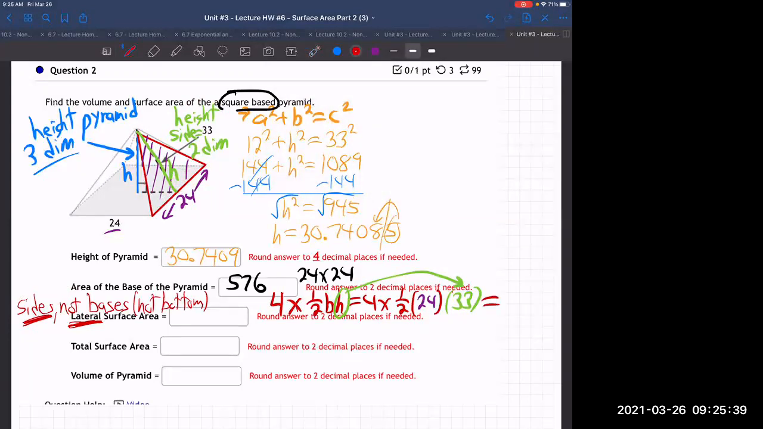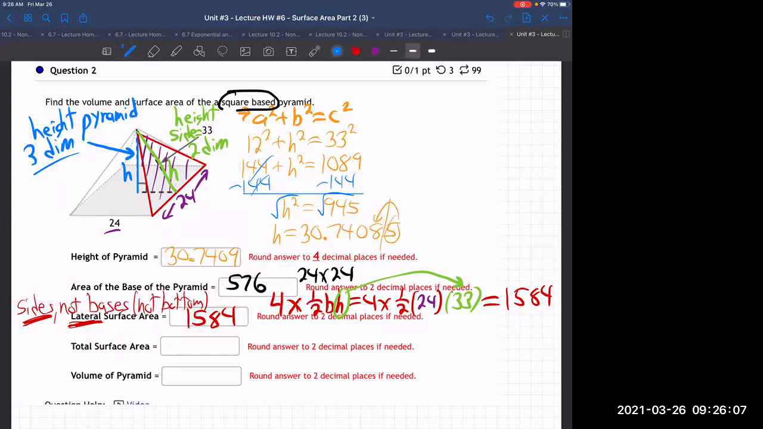And so I'm going to use my calculator on that. And see what we get. I'm getting 1584. And so that's the area of the sides, the 4 triangle sides of the pyramid, called the lateral surface area. Now they want the total surface area. Again, enter these answers one at a time, submit them, make sure they're right before you go on.